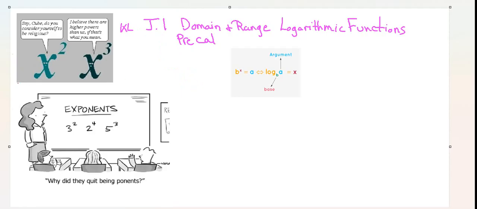Just for your little amusement here, I have some exponential jokes for you that are pretty funny.